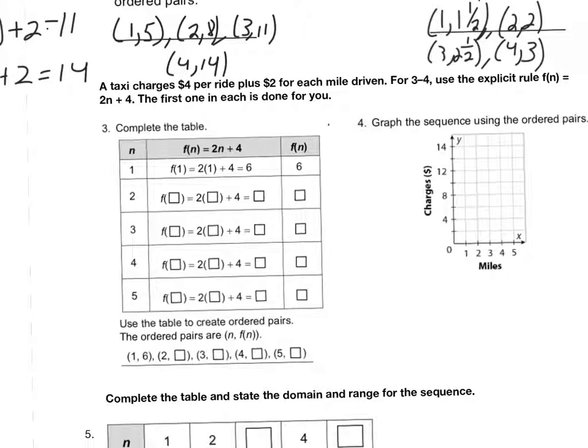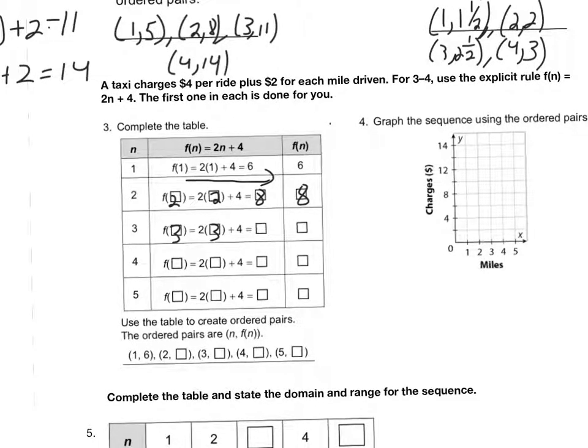So f of 1, you see that they just solved at 1 and they got 6. So f of 2, we'd just be plugging in 2. So it would be 2 times 2, which is 4, plus 4, which is 8. F of 3 would just be plugging in 3. So it would be 2 times 3, which is 6. 6 plus 4 is 10. F of 4, you'd plug in 4, so it would be 2 times 4, which is 8, plus 4, which is 12. And last, f of 5, you plug in 5, which would be 2 times 5, which is 10, plus 4, which is 14.